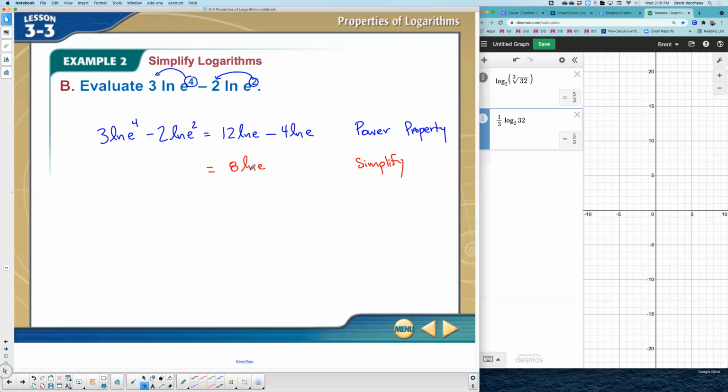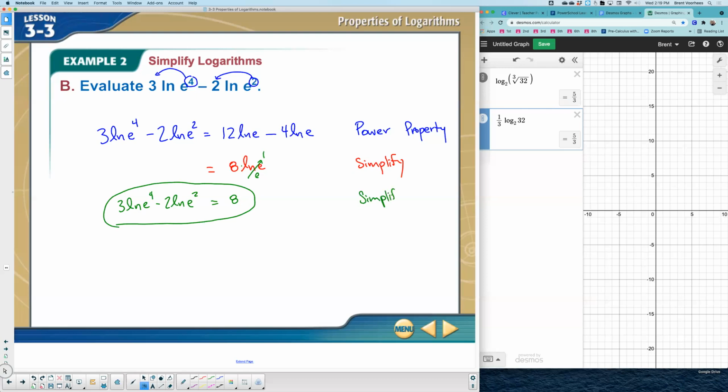Do you know what's the base of a natural log? It's a base of e. E to what power gives me e? 1. That's a natural log of e is 1. So this is just 8 times 1. What is 8 times 1? 8. That's our solution. So 3 times the natural log of e to the 4th minus 2 natural log e squared should be 8. And again, we just simplified.